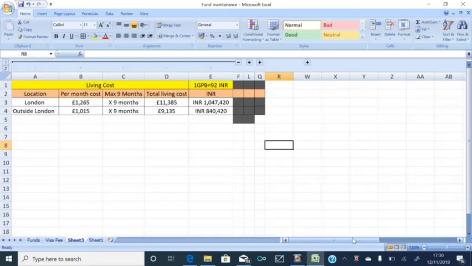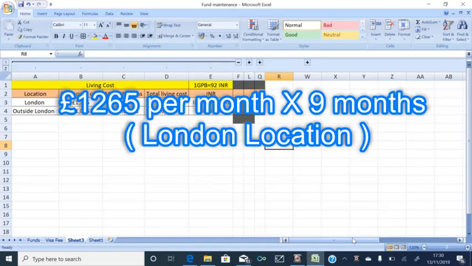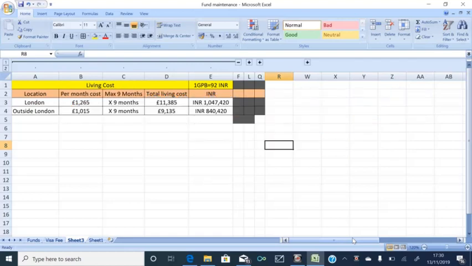Living cost. Living cost for London location would be £1,265 per month, and you'll have to calculate the cost of total 9 months. So your cost for London location would be £11,385 for 9 months, which comes to 10,47,000 Indian rupees. And see the conversion rate here. It may vary based on the conversion rate.